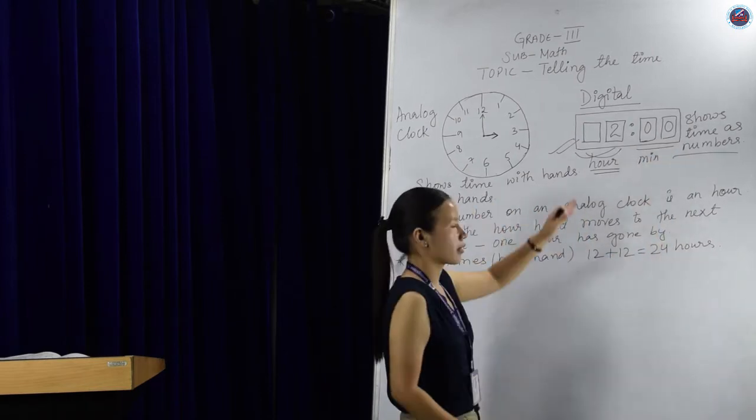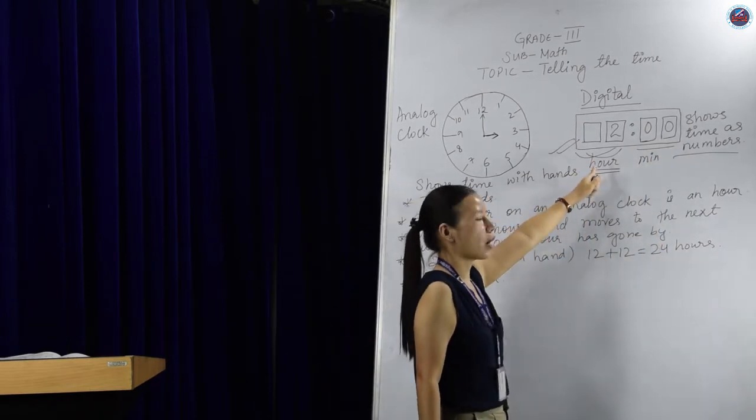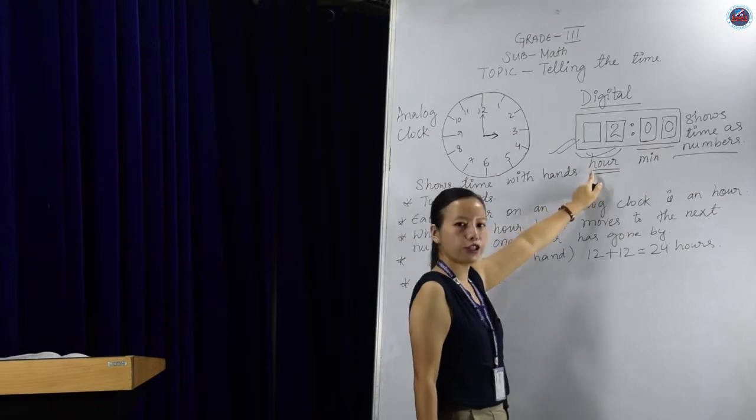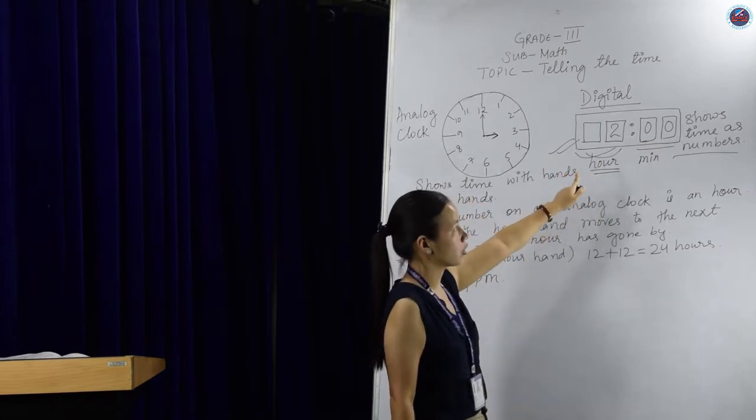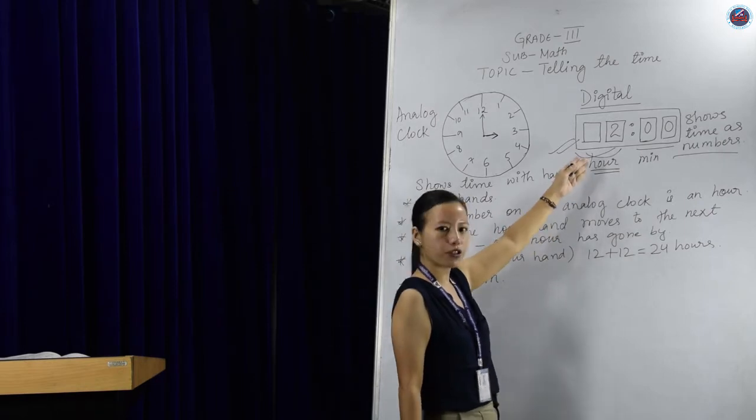So how do we read this time? We will read it as 2 hours. That means the time is showing 2 hours. So remember, a digital clock shows the time as numbers only.